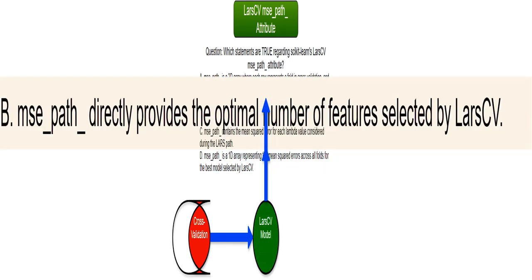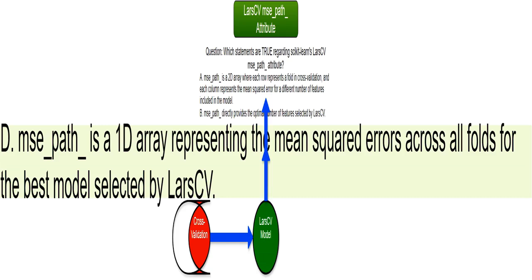Nope. While MSE_path_ helps me find the optimal number of features, by showing which model had the lowest MSE, it doesn't directly tell me what that number is. I would need to look at another attribute to find the optimal number. Incorrect. MSE_path_ is actually a 2D array, not a 1D array. It contains the MSE values for all the models considered during cross-validation, not just the final, best one.